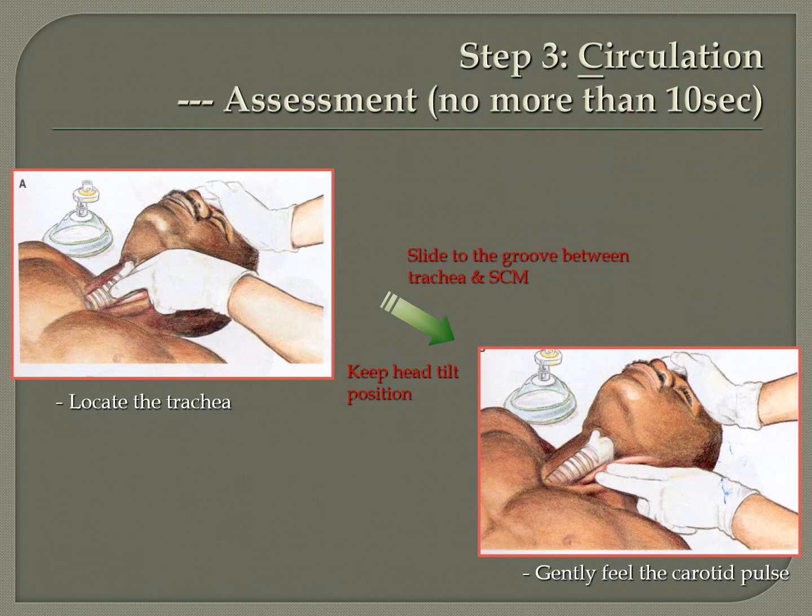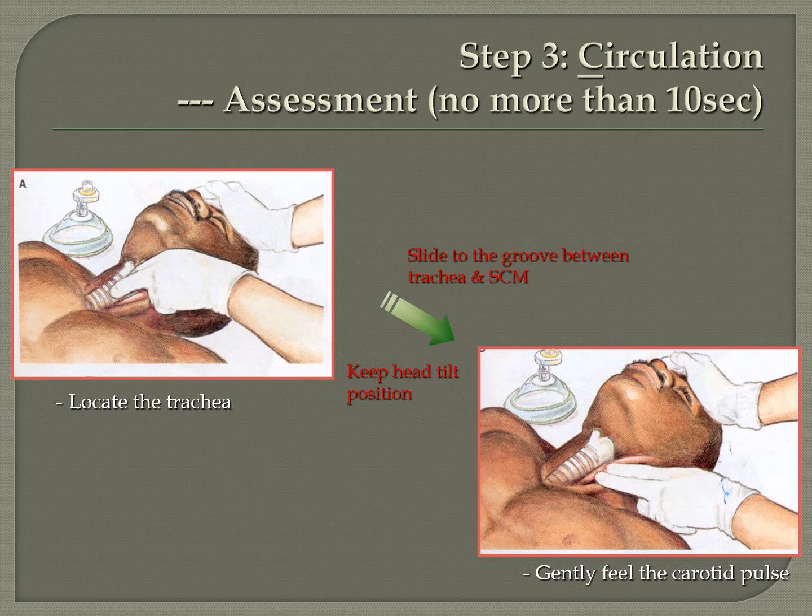Next is the circulation check. Locate the trachea and check the carotid pulse, which is between the trachea and the sternocleidomastoid. If the patient has a neck injury, don't tilt the head like that, as massive injury can happen. So generally feel the carotid pulse. It should never take more than 10 seconds. That is very important.